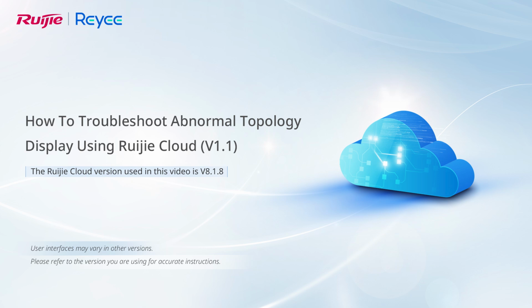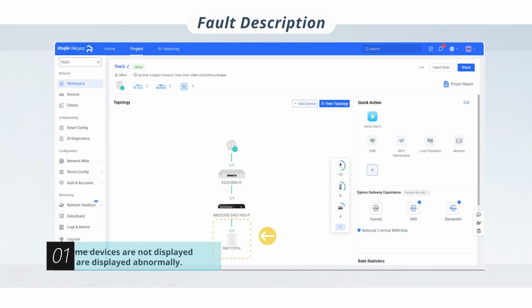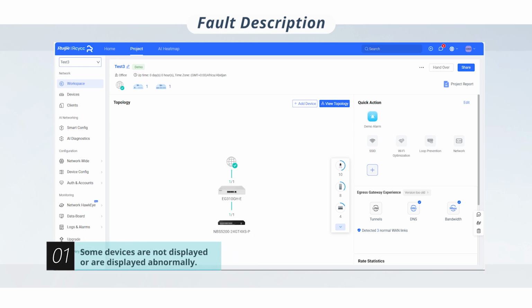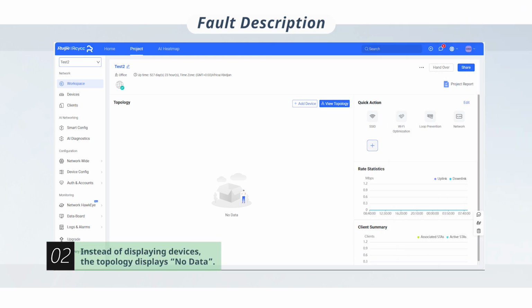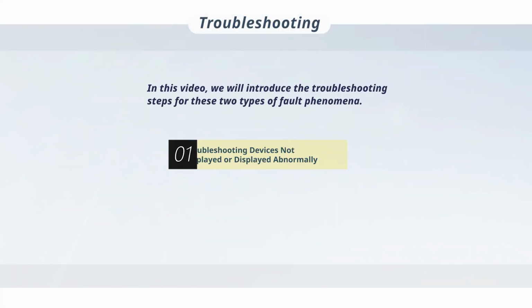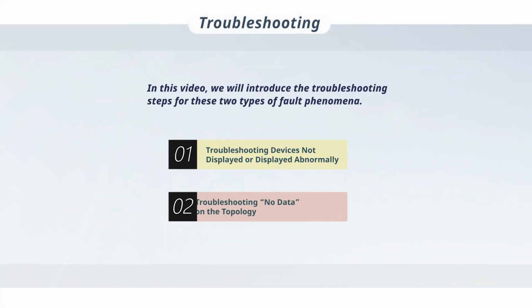This video introduces how to troubleshoot abnormal topology display using Ruijie Cloud. There are two types of fault phenomena of abnormal topology display. Type 1, some devices are not displayed or are displayed abnormally. Type 2, instead of displaying devices, the topology displays no data. In this video, we will introduce the troubleshooting steps for these two types of fault phenomena.